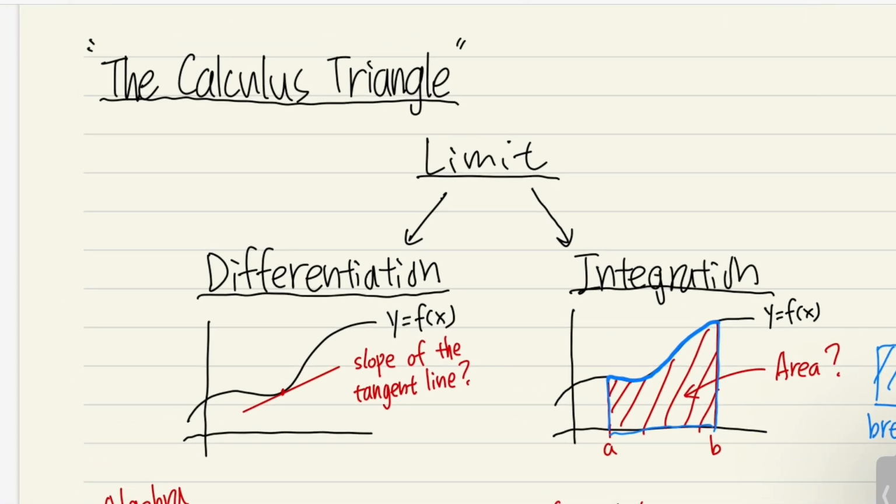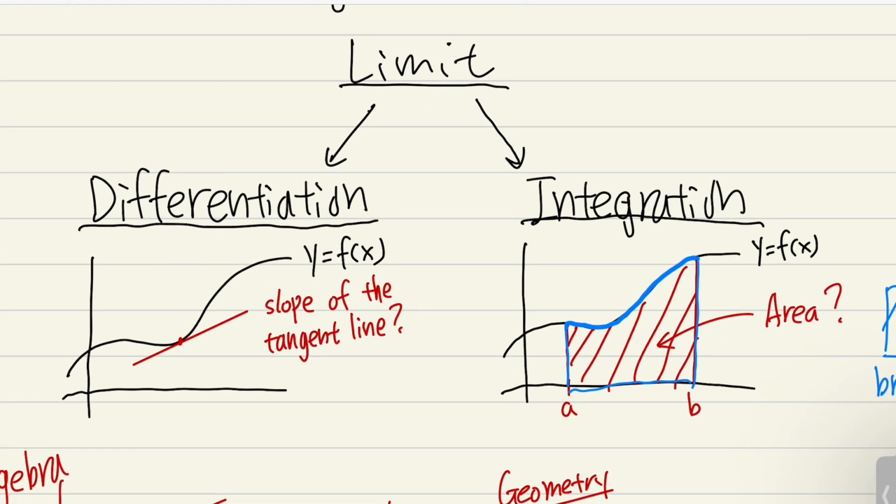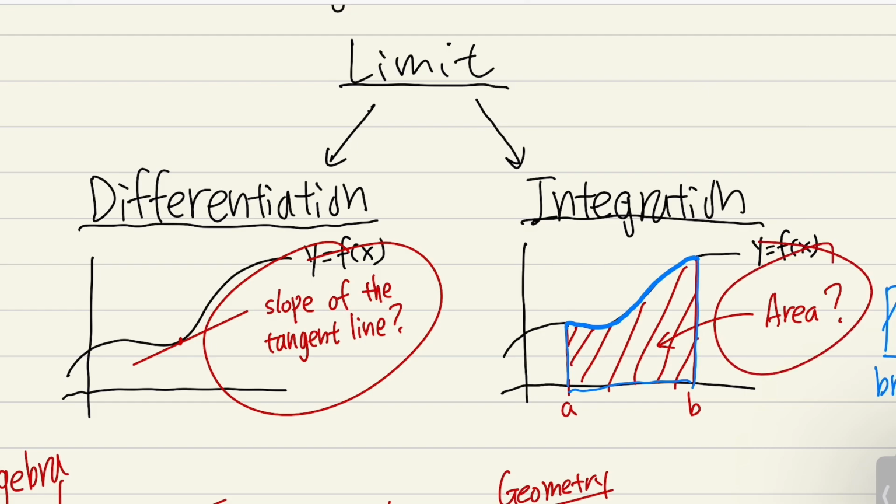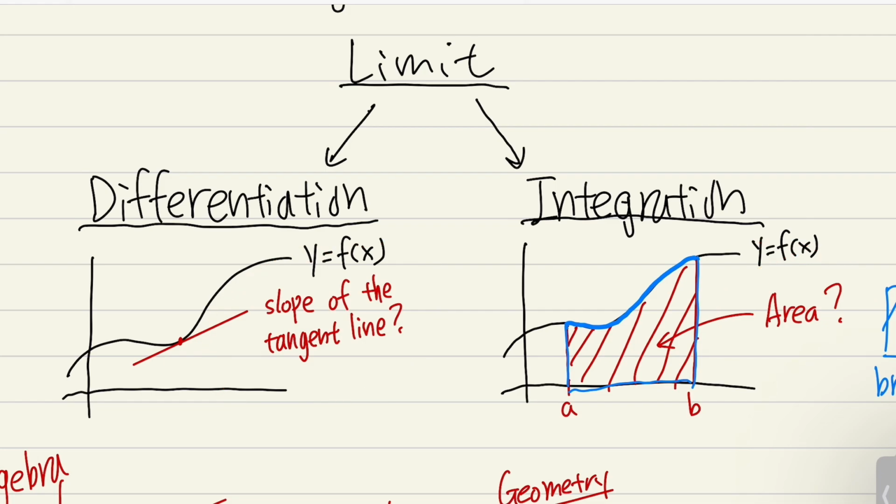So now let's go back here. And once again, I call this the calculus triangle. But here's the question. We have limit that will give us differentiation. And we also see that limit can also give us integration. But for differentiation, we are trying to find the slope of a tangent line. The slope of a line pretty much. But for integration, we are trying to find the area of a region. There are two very different concepts, right? So do you think that these and that are somehow related?